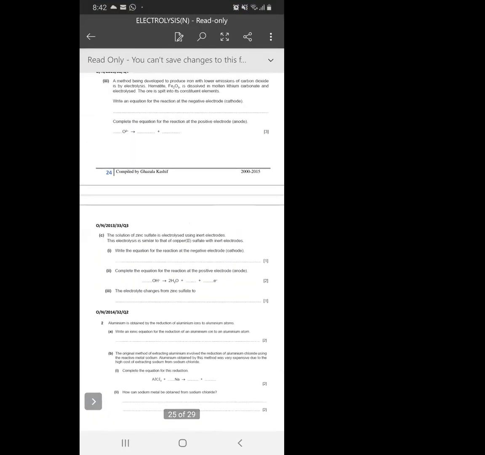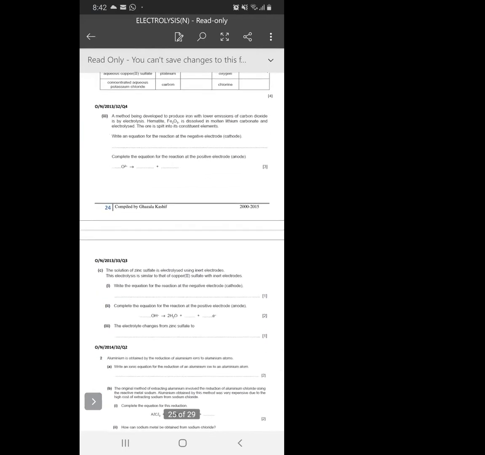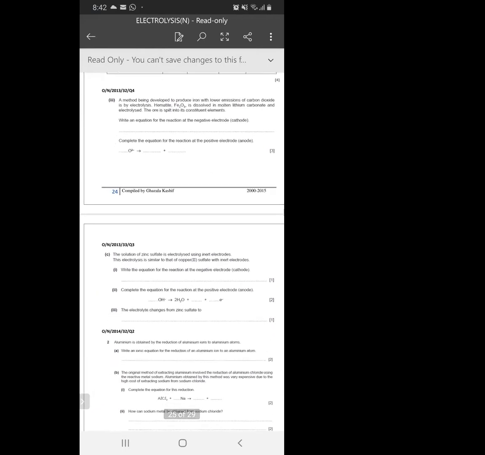Okay, the solution of zinc sulfate is electrolyzed using inert electrodes. This electrolysis is similar to that of copper 2 sulfate with inert electrodes. Again, this question came. Whenever they mention in the question that this process is similar to that one, then that means that this process is exactly like what you read.